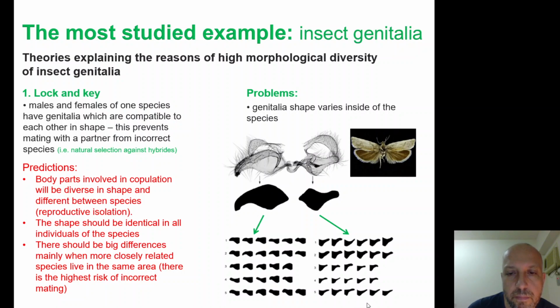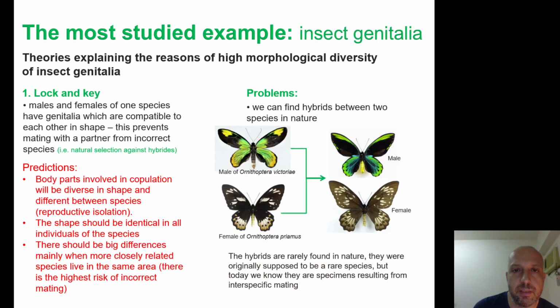And here in the bottom part, there are the shapes of these genitalia in different individuals of the same species. And you can see that they vary, right? They are quite different between different specimens. So that does not fit our hypothesis, right? Because if it were lock and key, it should be totally the same in all individuals of the species. Another problem is that we can sometimes find hybrids.